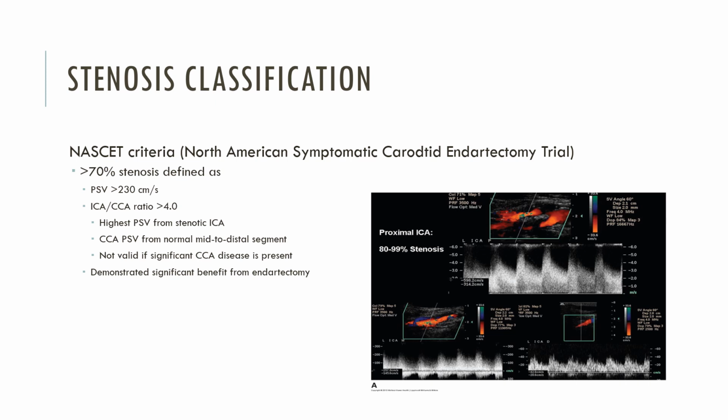Okay, now an additional classification set was created by the North American Symptomatic Carotid Endarterectomy Trial, and they have a very similar but slightly different classification system. So you'd have to pick one or the other that you wanted to go with. But this one really just looks at those higher levels of stenosis. So if you're over 70% stenosis according to this criteria, you'd have a PSV of greater than 230 with an ICA-CCA ratio of 4.0, and your highest PSV is at the stenotic ICA. Now, this is not valid if there's any other significant CCA disease, such as atherosclerosis, and so this wouldn't be able to be applied in some of those patients.